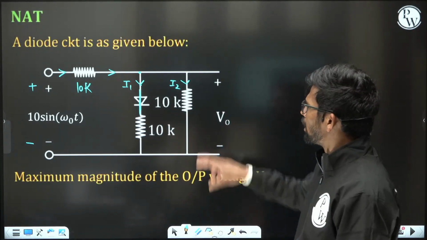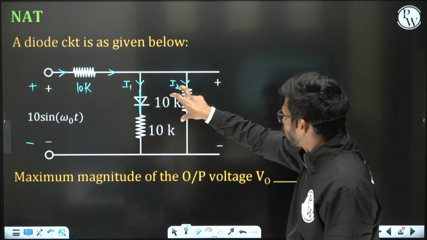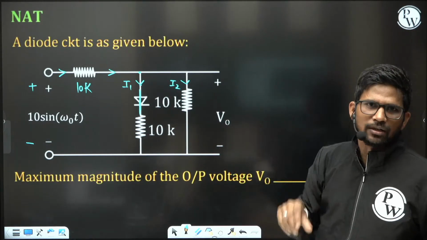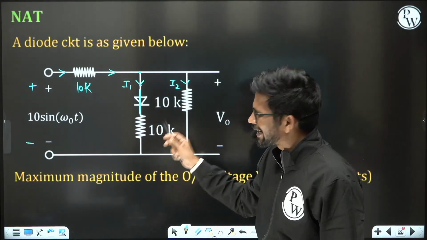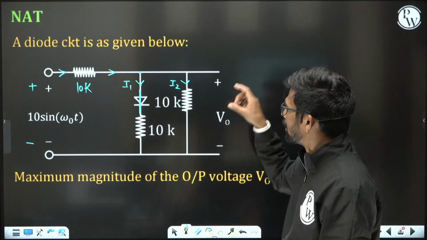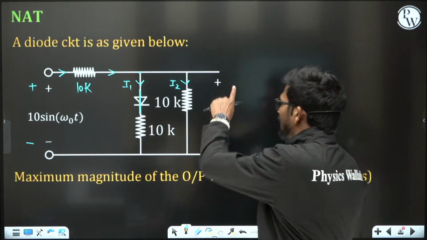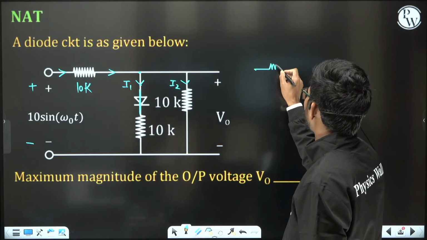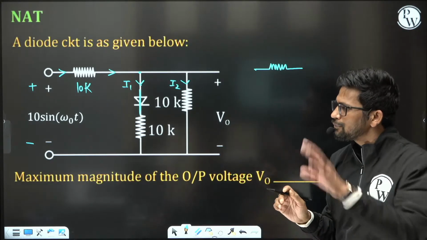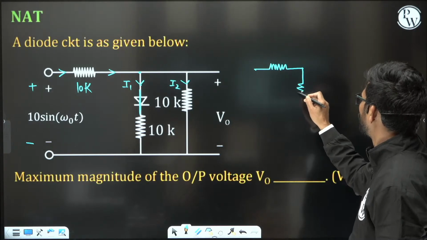Now this 10 kilo ohm and this 10 kilo ohm resistance are in parallel. The voltage across this 10 kilo ohm is nothing but this V naught. Since this 10 kilo ohm is also in parallel, the voltage across it is also V naught, and the parallel combination of these 10 kilo ohm resistors will have the same voltage. So the equivalent circuit in the first half of the cycle of sin omega naught t will look like this.